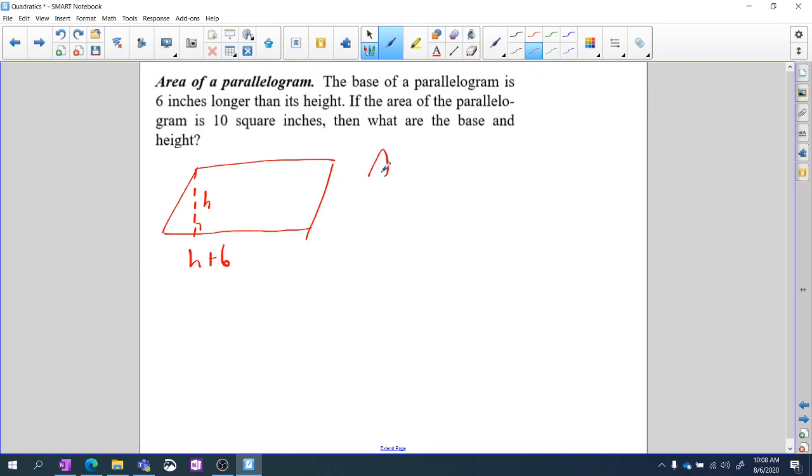The area of the parallelogram is base times height. Right, base multiplied by the height. So in the context of this question, I want the area to be 10. The base and the height are h and h plus 6. H squared plus 6h minus 10 equals 0. Solve for h. I'm not going to show the rest of that. You guys can do that, no problem.